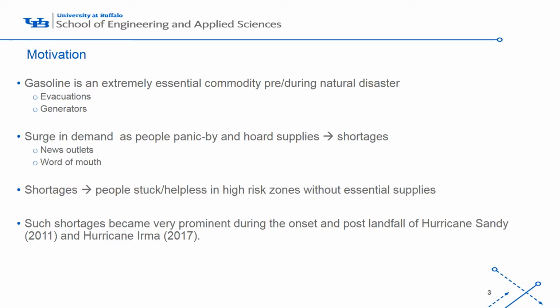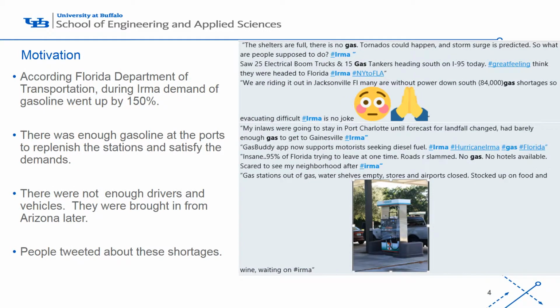And these types of events have become quite common in hurricanes. Some recent hurricanes, Hurricane Sandy and Hurricane Irma, are good examples of this. According to the Florida Department of Transportation, during Hurricane Irma, the demand went up by 150%. There was enough supply in the ports to replenish stations and satisfy demand, but unfortunately there weren't enough drivers for the vehicles, and they were later brought in from Arizona.